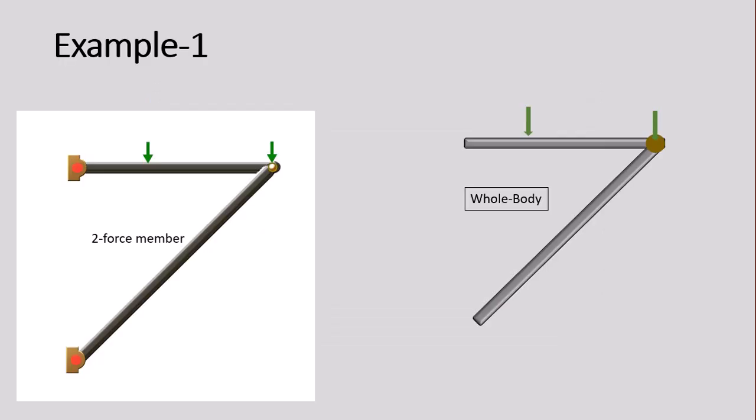Let's look at our example 1. So here we have a frame, and here we have a multi-force member and a two-force member. First, let's draw a free body diagram for the entire structure.